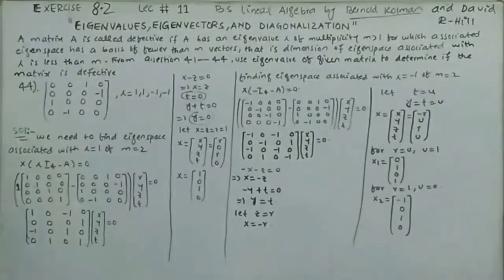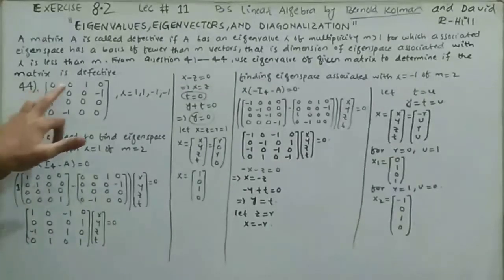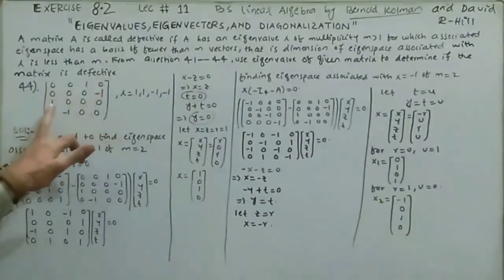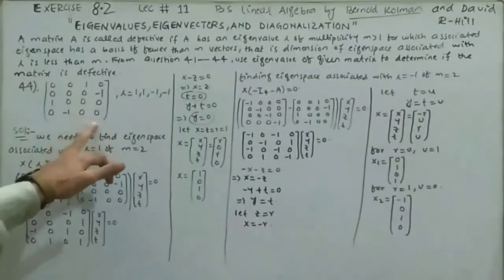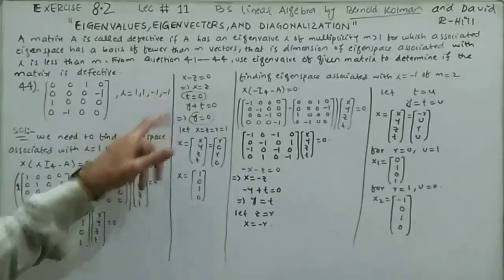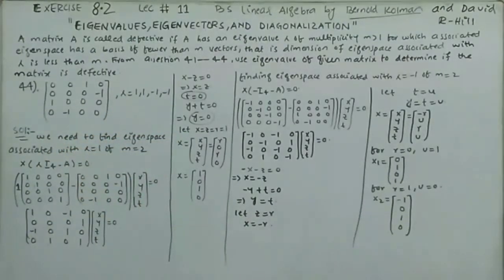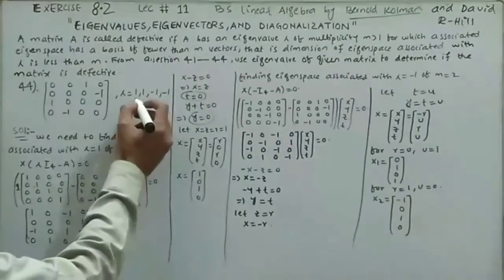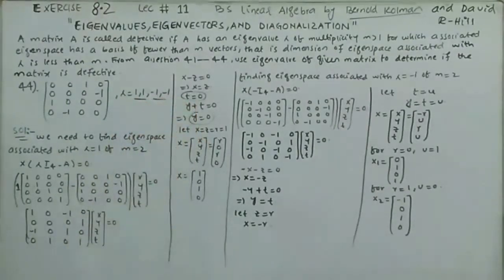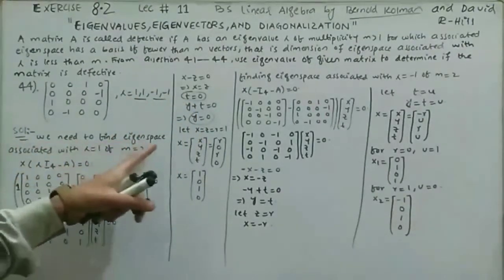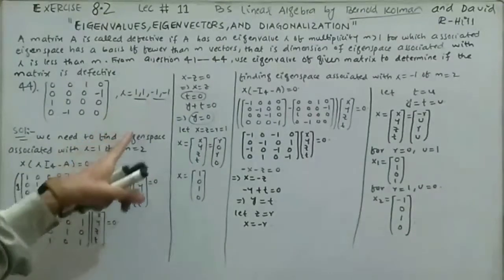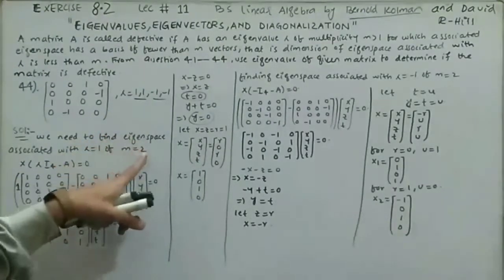Now move to the next question, question number 44. The matrix is 0, 0, 1, 0, 0, 0, 0, minus 1, 1, 0, 0, 0, 0, minus 1, 0, 0, with lambda is equal to 1, 1, minus 1, minus 1. Over here we have two cases, because 1 is repeated twice and minus 1 is repeated twice. Move to the solution. We need to find the eigenspace associated with lambda is equal to 1 for m is equal to 2, because 1 is repeated twice.